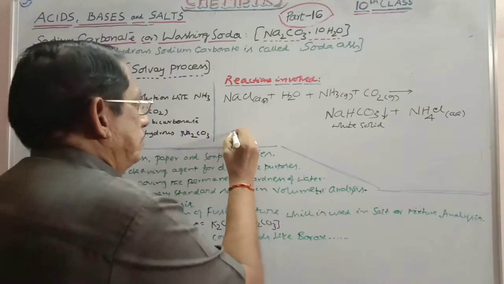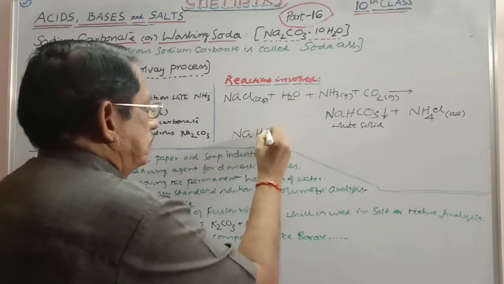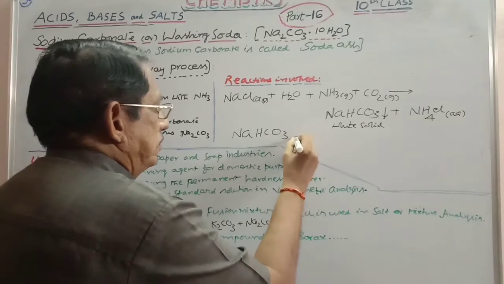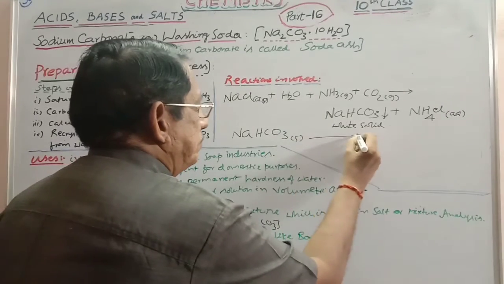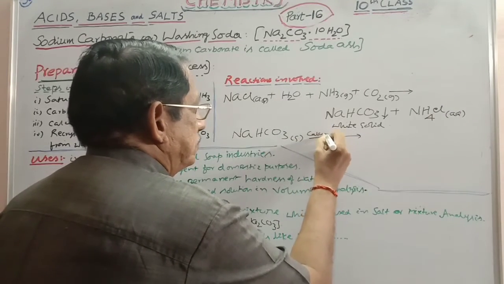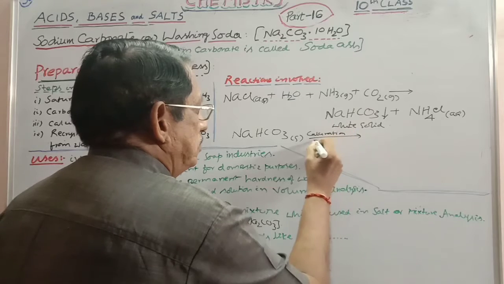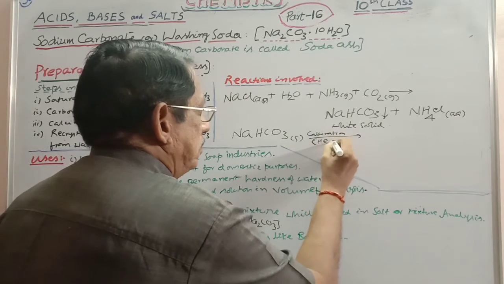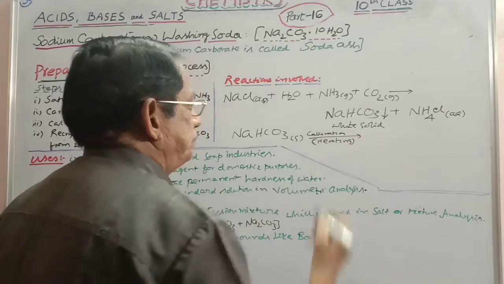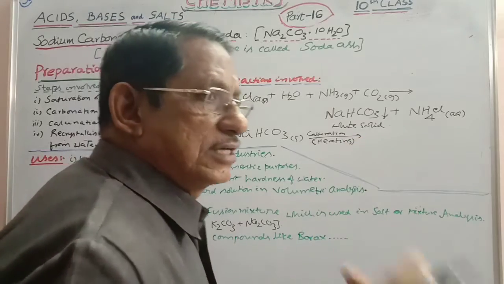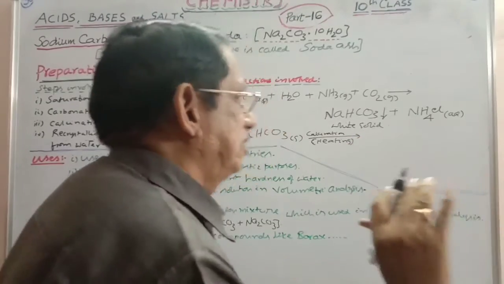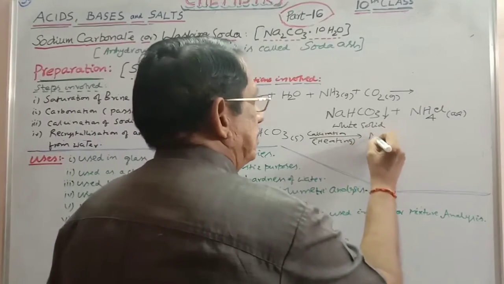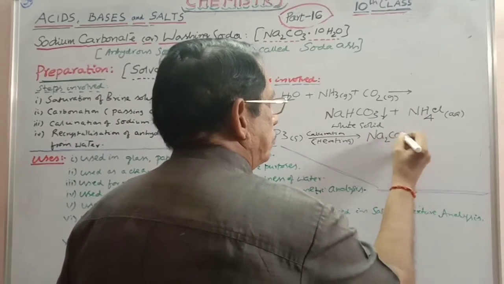So sodium bicarbonate solid is heated. Calcination means heating in a furnace. Thereby it is converted into Na2CO3. You will get Na2CO3 here. This is also a solid.